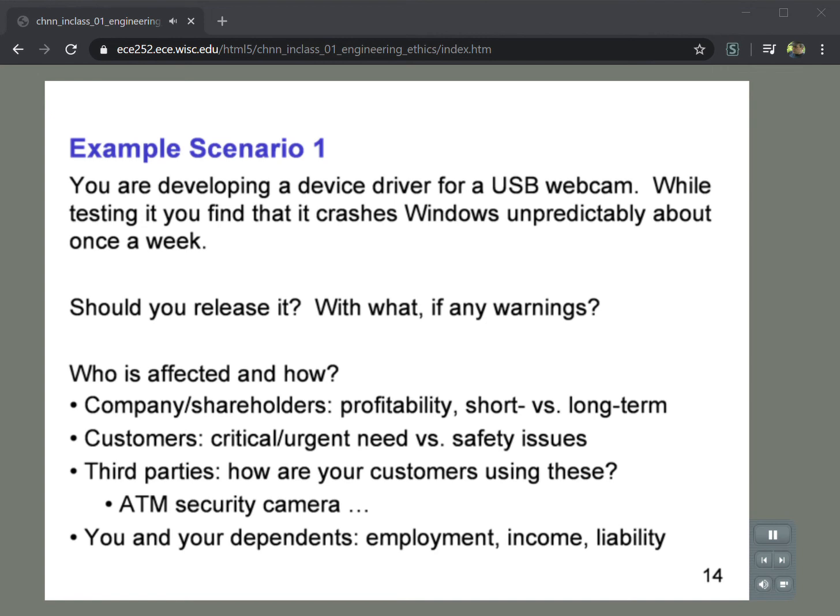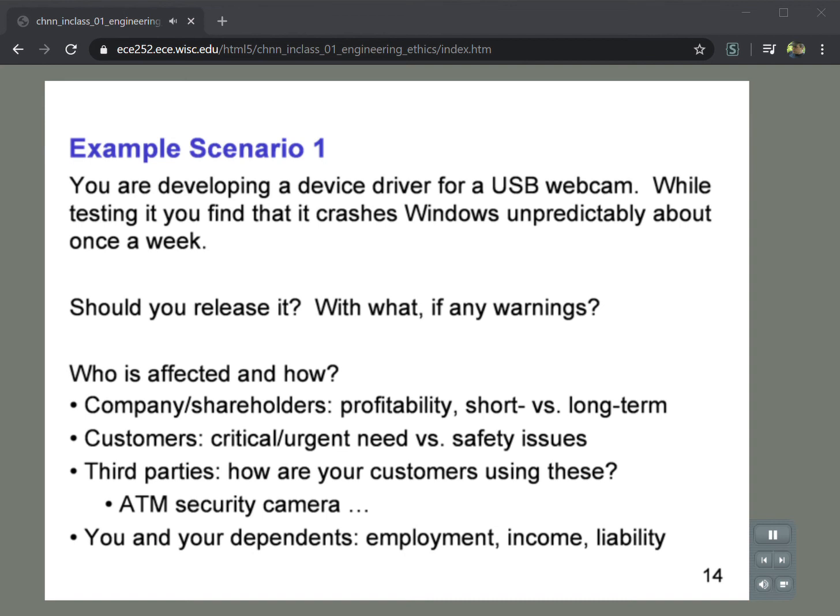On the other hand, the customers who are actually end users of this device might face safety issues. If they rely on this particular computer that they connect this webcam to perform some safety critical task, what's going to happen if you crash their computer once a week? Potentially very bad things could happen. So you have to take those into consideration as well.